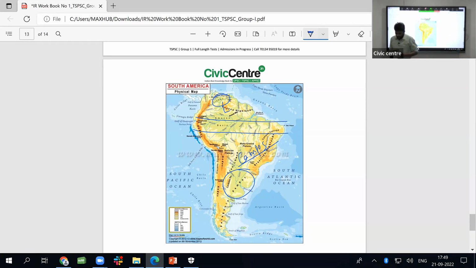In the Patagonia Desert, at the southern tip of South America, can you locate the Magellan Strait? It separates the South American mainland from one important island, Tierra del Fuego.